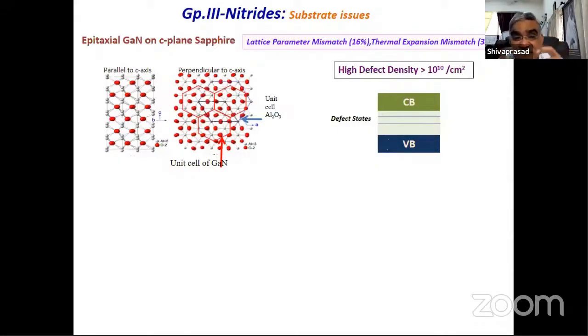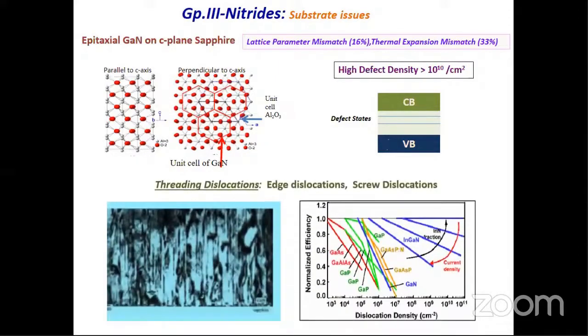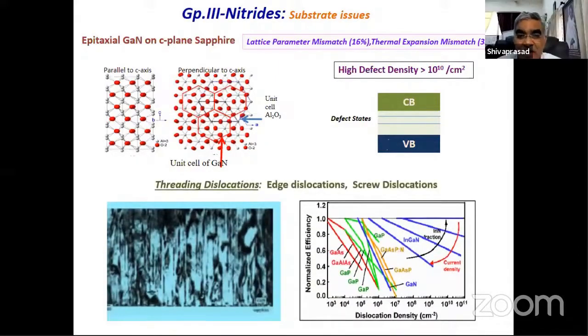Because there is a mismatch between the two lattice parameters, it is something like this. I have this size between the atoms of the substrate, and now I am trying to fit something with this size. It cannot fit properly. Only if both of the lattice parameters match can it work. I'll show you that a little later. So because of this lattice parameter mismatch, the material grows with a lot of defects in it.